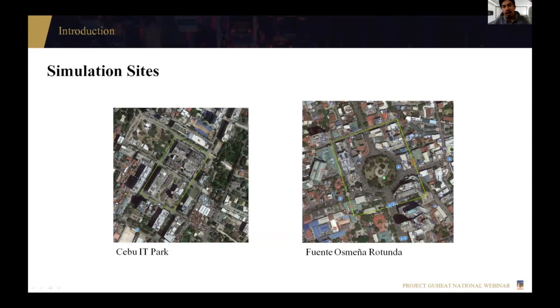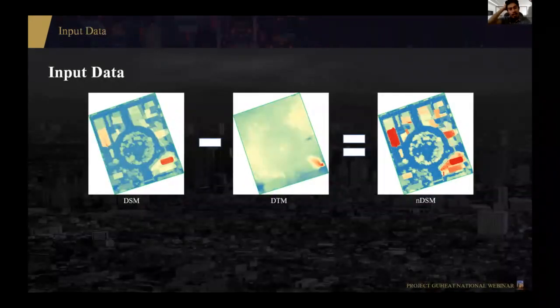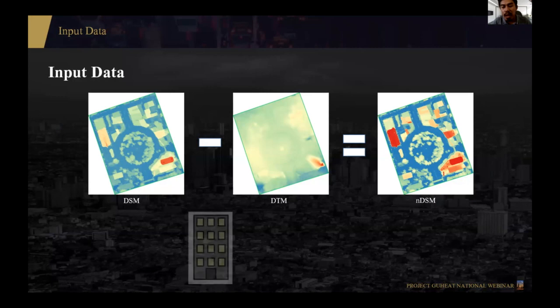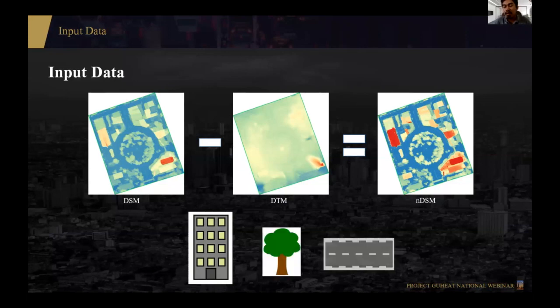So for our simulation, we have to get our data. So this one, the digital surface model from LiDAR derived data, and also the digital terrain model. And from these models, we can obtain the normalized digital surface model where we can extract the elevation or the height of, let's say, some features like buildings and trees. Then from these layers, we can extract the height of buildings, height of trees, and also the length of the roads.